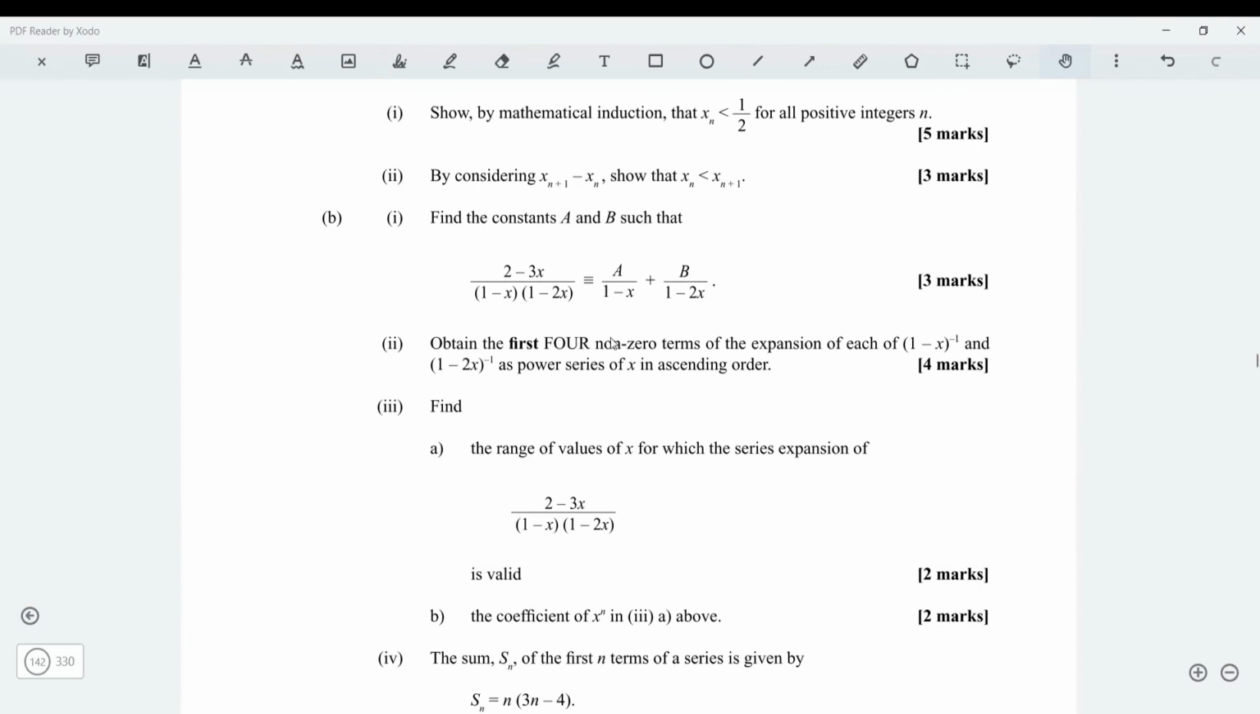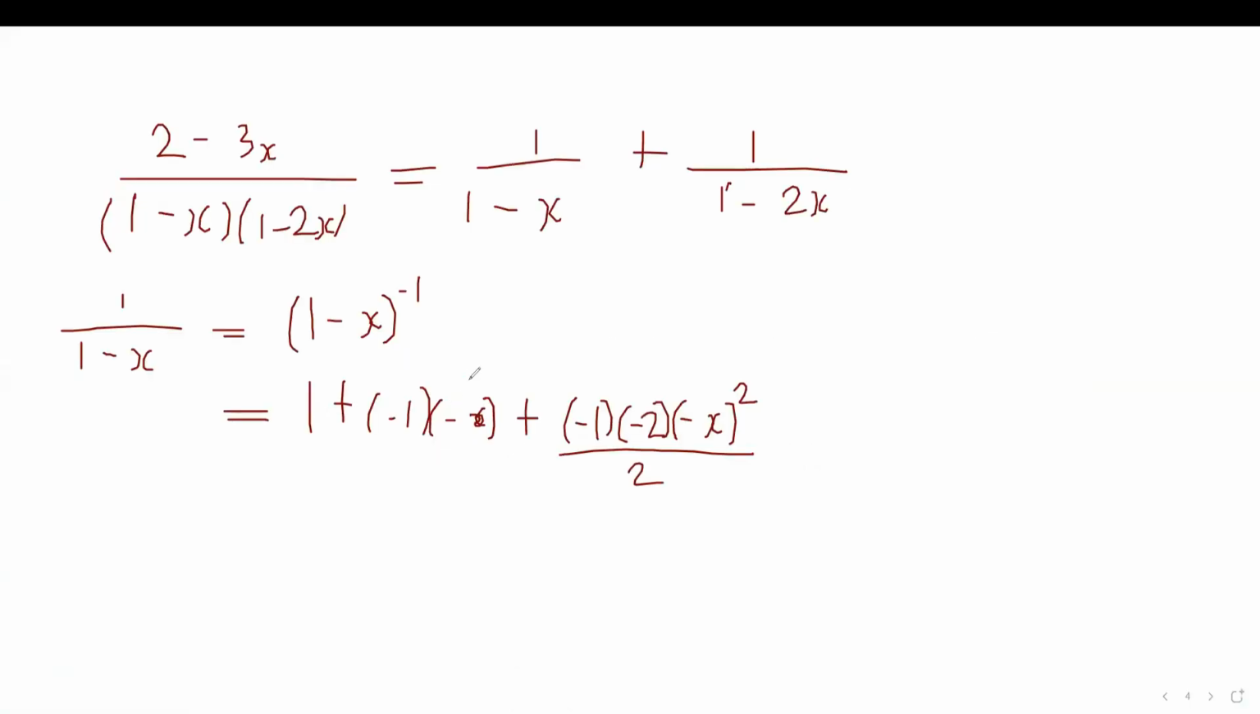Obtain the first 4. Guys, when they say first 4, we're going to have to go up to x cubed. So this is the 1st, 2nd, 3rd term. Going up to x cubed now, this is going to be n times n minus 1 times n minus 2, which is negative 3, times minus x cubed, and this is being divided by 3 factorial, and 3 factorial is 6.